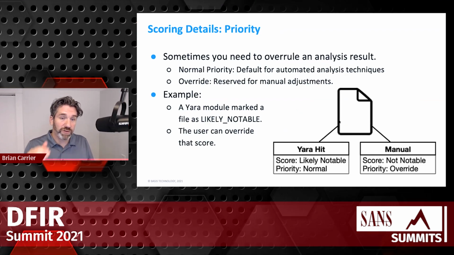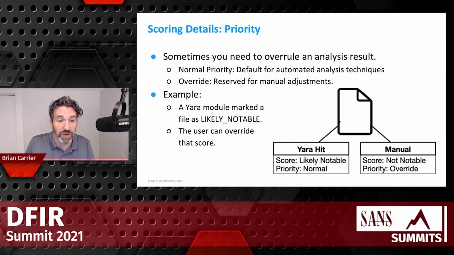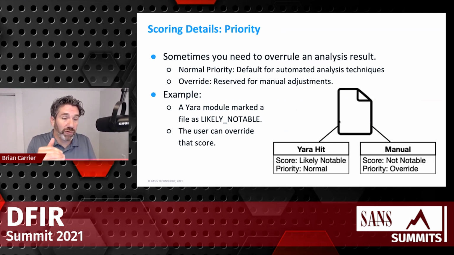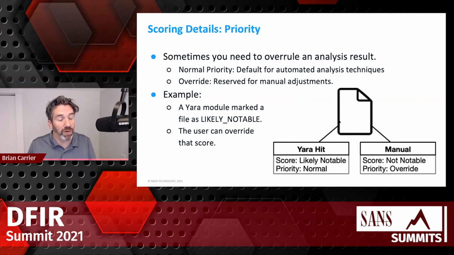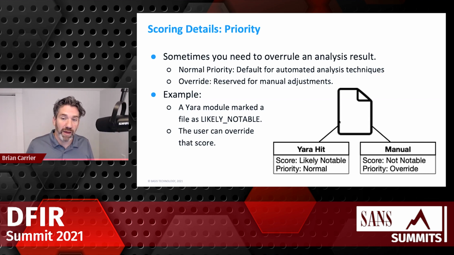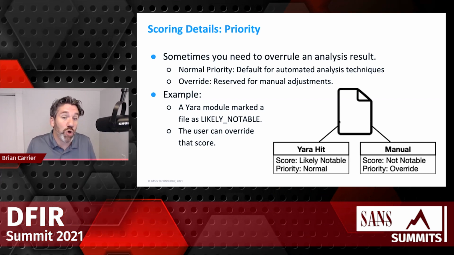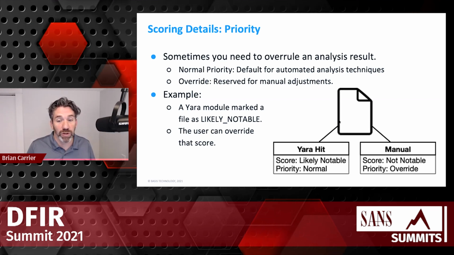There's also a priority because sometimes you want to overrule an analysis result, right? So we have 2 priorities. One is normal, which is the default for all of the automated things going on in the background, all the pipeline modules that are analyzing things without human involvement and putting scores on. And there's an override, which is reserved for manual adjustments.